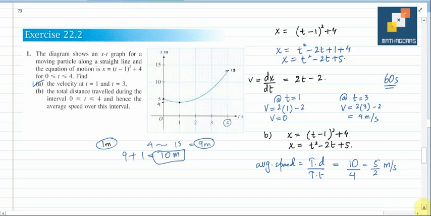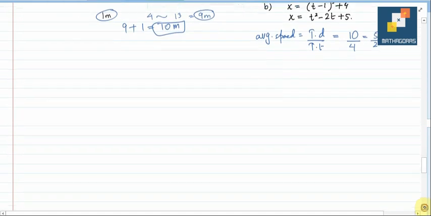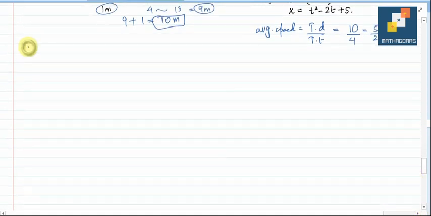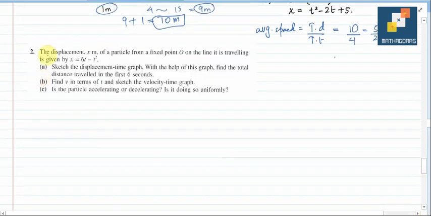Alright, then moving on towards the next question. It's question number 2. It says the displacement x meter of a particle from a fixed point along the line it is traveling is given by x equals 6t minus t square. Sketch the displacement time graph, and with the help of this graph, find the total distance traveled in the first 6 seconds.